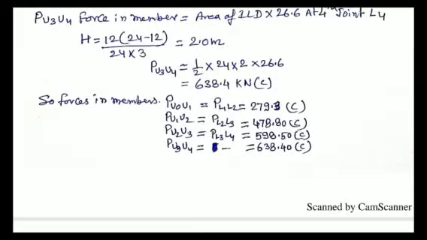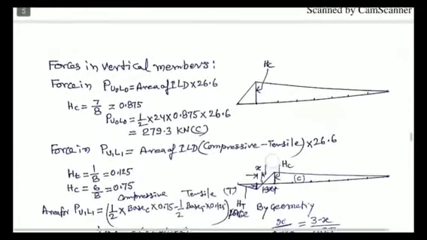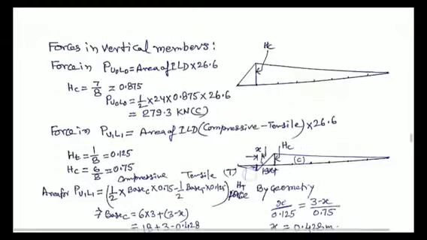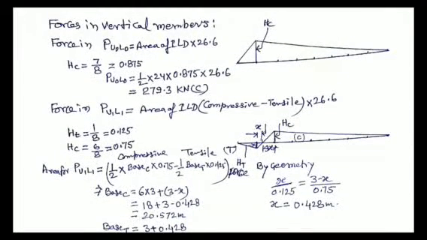and my force in member U3 U4 will be 638.4, which will be compressive in nature. Okay, so now we have to find out the forces in vertical members. So force in vertical member U0 L0. So we have to find out the force in vertical member U0 L0. So this force will be equal to area of ILD multiplied by the intensity of the load, total load.